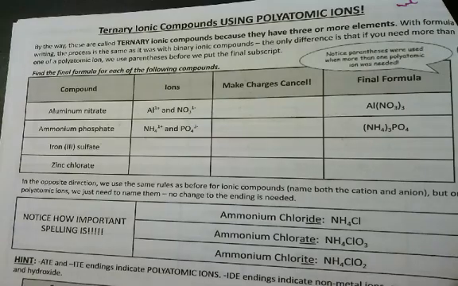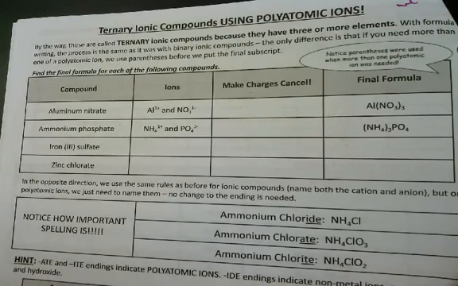Alright, so welcome back. In this video you are going to learn how to write names and formulas using polyatomic ions. This is really no different than what you've been doing previously with normal metals and transition metals, but instead of just using a normal element for your anion, the ending, you're going to use a polyatomic ion instead.